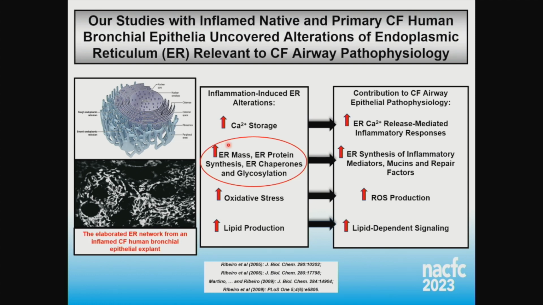So all these changes were very important for the pathophysiology of CF because they would lead to an increased ER calcium release dependent inflammation. They would lead to an increased ER synthesis of inflammatory mediators, mucin production, repair factors. They would also lead to increased ROS production and a lipid-dependent signaling.